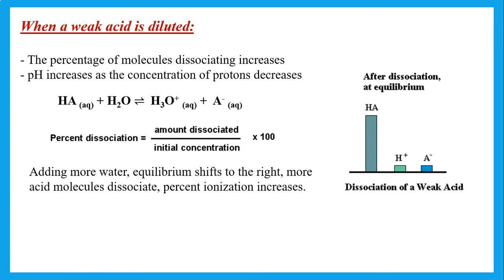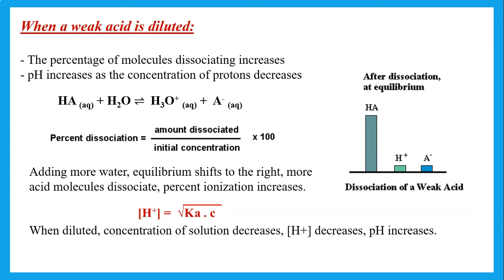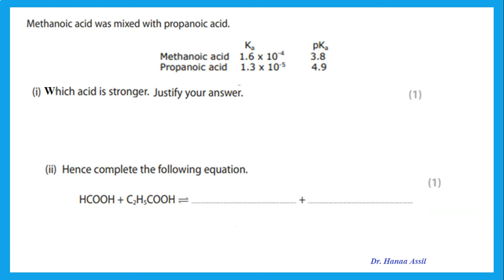Adding more water, the equilibrium shifts to the right, more acid molecules break down, so this percent ionization increases. Remember that for weak acid, to get the concentration of H plus ions, we use square root of Ka times C. So when diluted, the concentration decreases, and that means the concentration of H plus decreases and the pH increases.